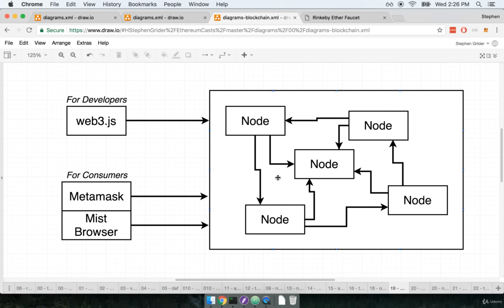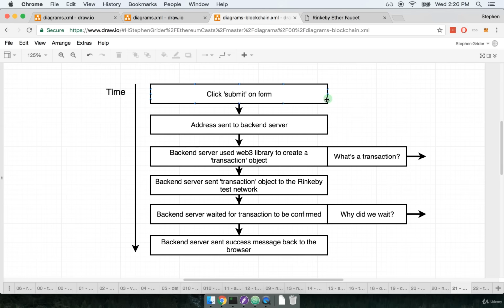Remember, the Web3 library is a tool that we use as developers to interact with any given Ethereum network, not just the main network and not just Rinkeby. We can use it to interact with any Ethereum network. It's a programmatic portal that we can use to interact with all these different nodes that exist out there. So our backend server used that Web3 library to create what is called a transaction object. Now at this point, we're going to take a quick aside and talk a little bit about what a transaction is. Then we're going to come back and finish off this flow.